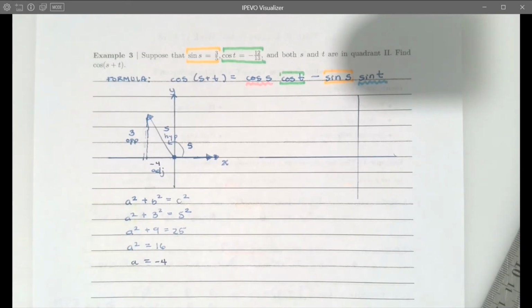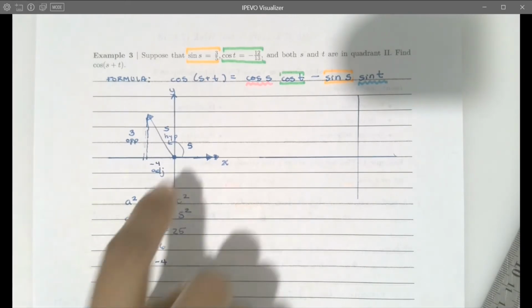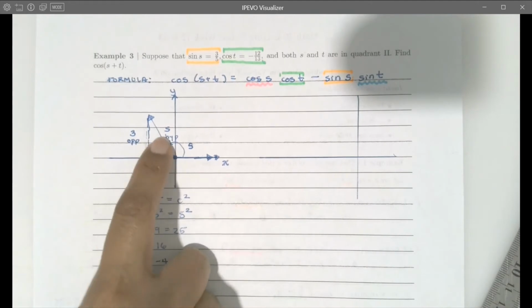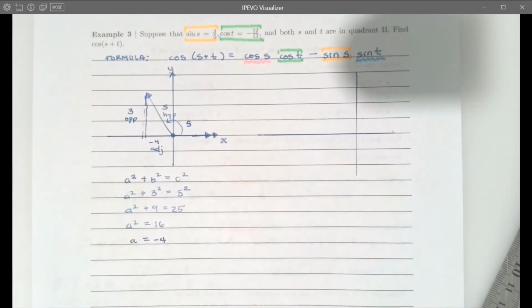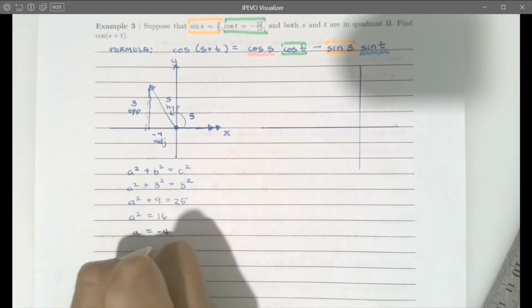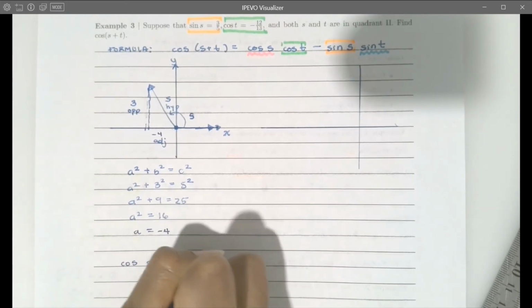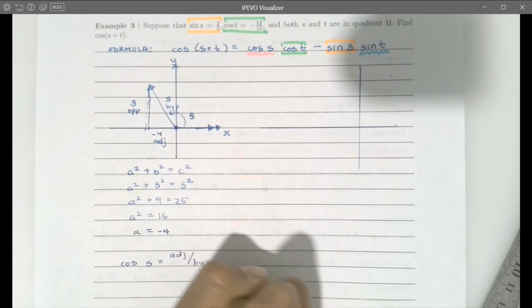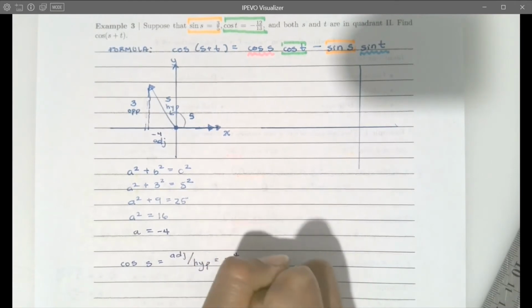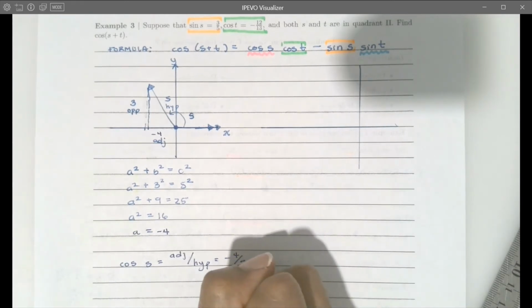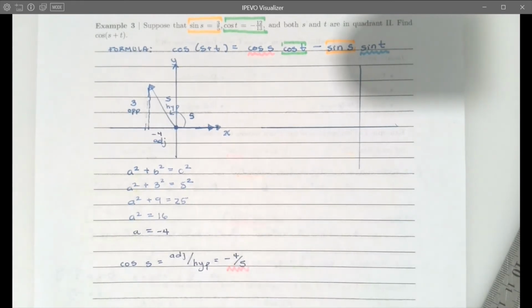Right, now what information can we retrieve from this? Because we're dealing with s, we can find cosine of s. Right, cosine will be the adjacent over hypotenuse. So let's write that down. Cosine of angle S will be the adjacent over hypotenuse, which is negative 4 over 5. And now we have one of the two pieces of missing information.